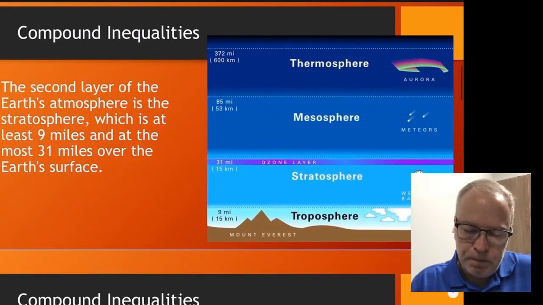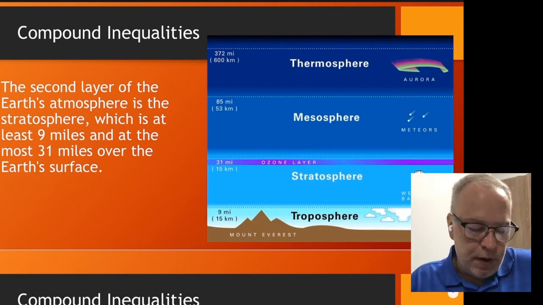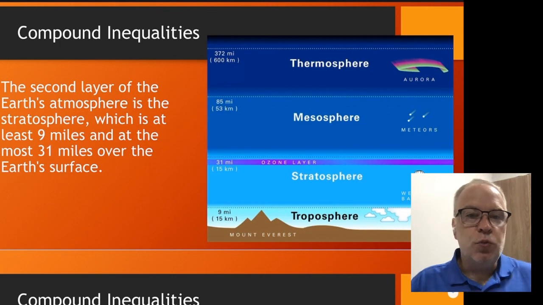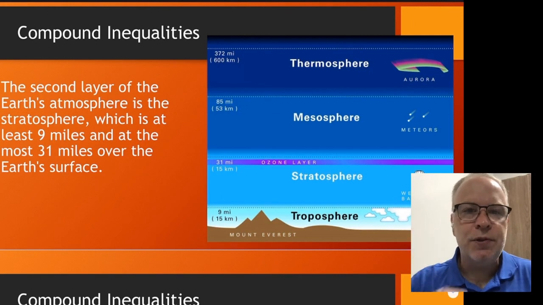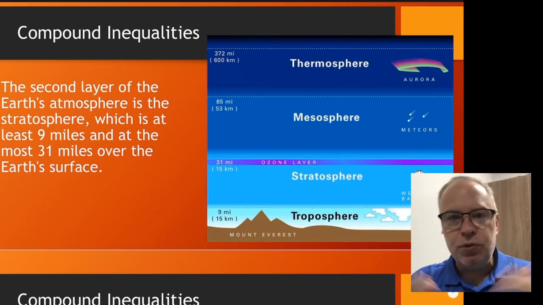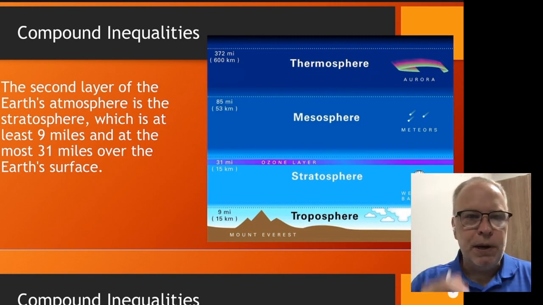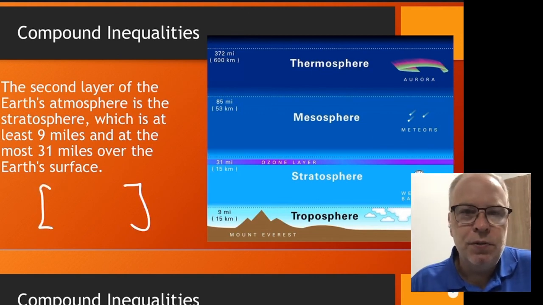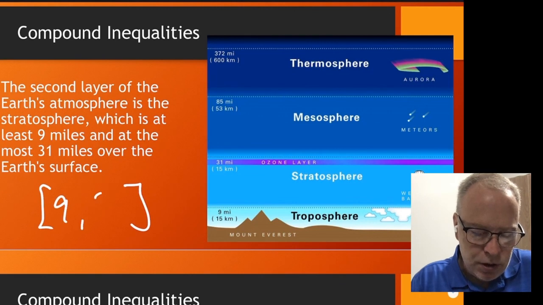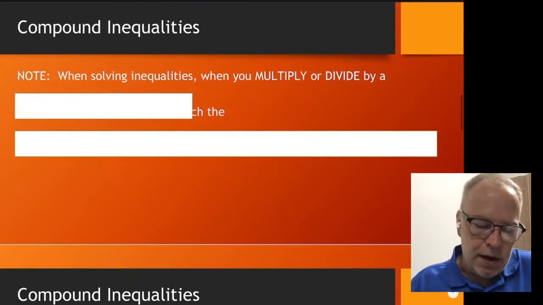Let's move on to the next one. Now, in science, the second layer of Earth's atmosphere is called the stratosphere. And this is at least 9 miles, so it sounds like it could be 9 miles. Like if you're at 9 miles, you're at the stratosphere. And at the most 31 miles. So once again, if you're at 31, it sounds to me like you're just barely in the stratosphere still. So it's going to be a bracket situation because it includes it on both ends, 9 to 31. You see how easy that was? Nod your head in vertical fashion. Okay, great. All right, moving on here.